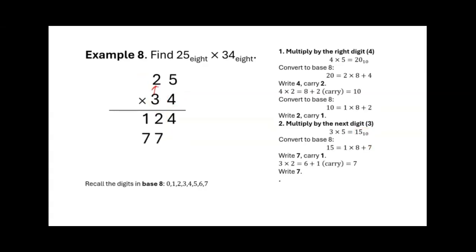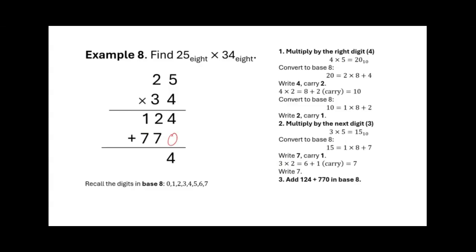The next multiplication is 3 times 2, which is 6, plus the 1 that I carry, and that gives me 7. And 7 is an acceptable digit in base 8, so I just put it down. There's nothing to carry. And once you have these numbers, you're supposed to add them. Now you do a sum in base 8.